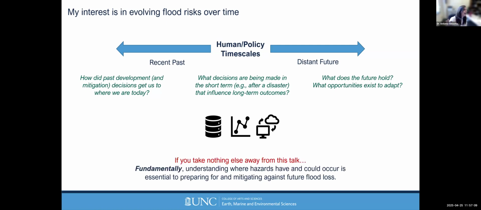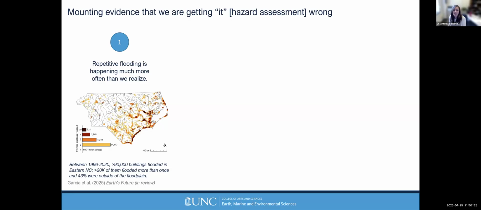And if you take nothing else away from what I am about to say, fundamentally, I believe that understanding where hazards have occurred and will occur in the future is essential to our ability to prepare for and mitigate against future flood loss. So there's mounting evidence that we're getting, let's say, hazard assessment wrong across the board. Repetitive flooding is happening much more often than we realize.